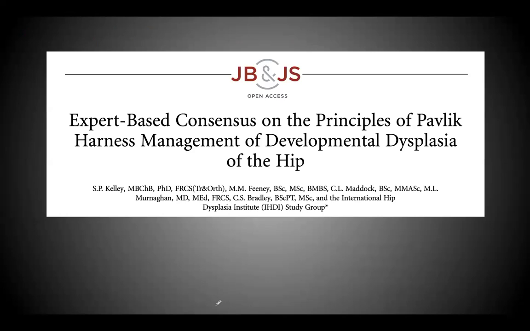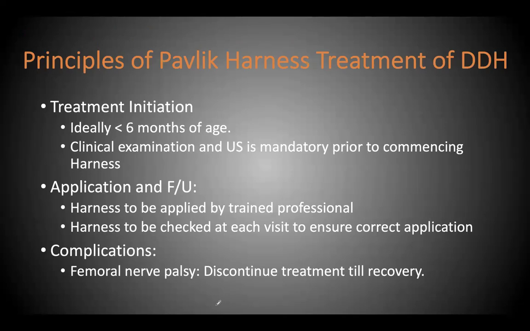Then there was this beautiful paper by Simon Kelly on consensus for the principles of Pavlik harness management of hip dysplasia. What the paper tells us is that the treatment should ideally begin before the age of 6 months, and a clinical examination and ultrasound scan is mandatory prior to commencing application of a Pavlik harness. The harness has to be applied by a trained professional, and it has to be checked at each visit to ensure that the harness is being correctly applied by the parents at home, and that the harness is also fitting, because if you keep the same harness for a long time, the child is going to outgrow the harness. So if the harness is becoming too small, then you have to change it to a bigger size.